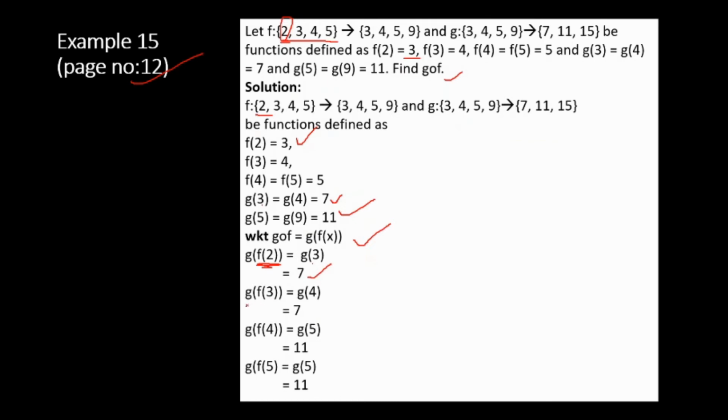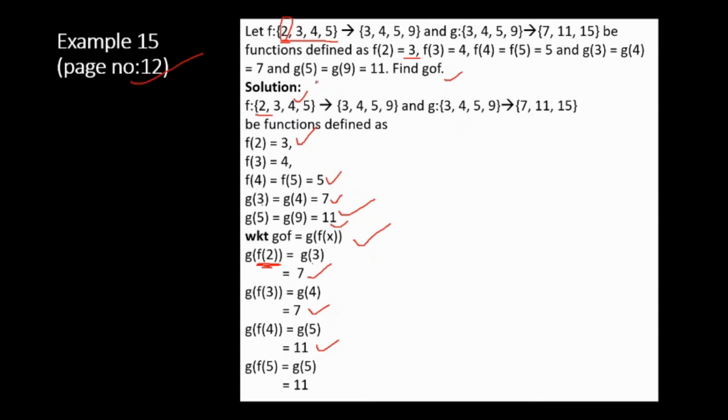So likewise g of f of 3. What is f of 3? 4. So g of 4. What is g of 4? 7. So here we got 7. Next g of f of 4. So what is f of 4? Here we have 5. What is g of 5? G of 5 we have 11. Okay, so 11.